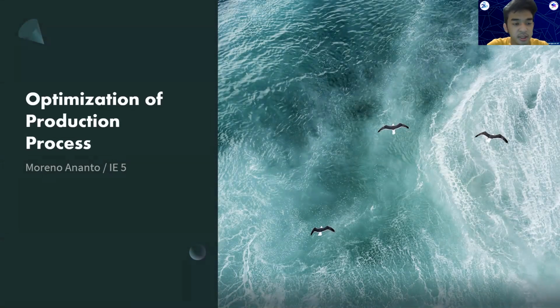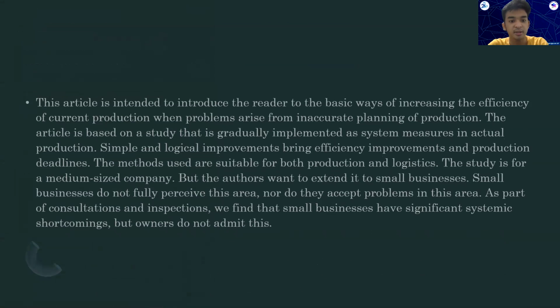Today I'm going to present my case on optimization of the production process. This article is intended to introduce the reader to the basic ways of increasing the efficiency of current production when problems arise from inaccurate planning of production. The article is based on a study that is gradually implemented as system measures in actual production.